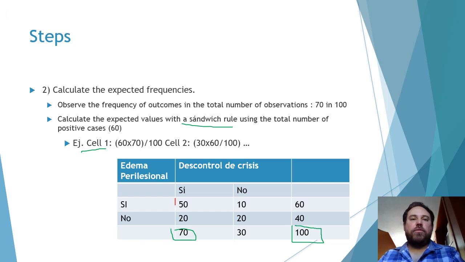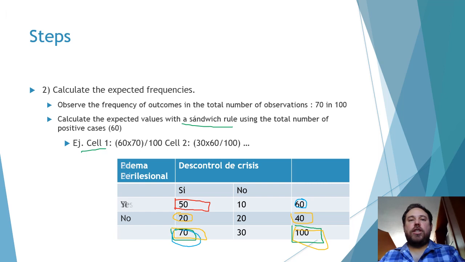For instance, if we're going to use the first cell, here it is, you're going to do this. 70, the total of the column, per the total of the row, 60, over the total number of patients, 100. Okay, so 70 per 60 over 100 is going to be our first cell. In the second case, in our second cell, we're going to look at the total of the column per the total of the row, again, 70 per 40 over 100.